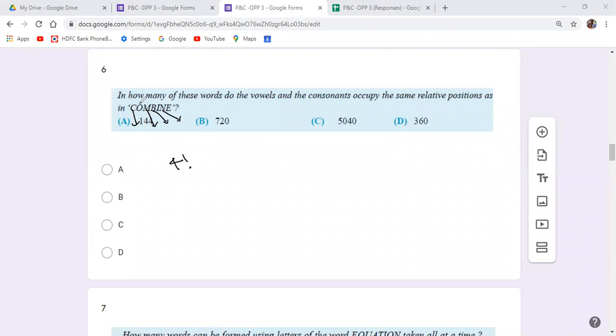Remaining, how many other places are there? 3 places are there. That can be arranged in how many ways? 3 factorial ways. So the total is 24 into 6, which is 144. Is it fine? Yes, sir.